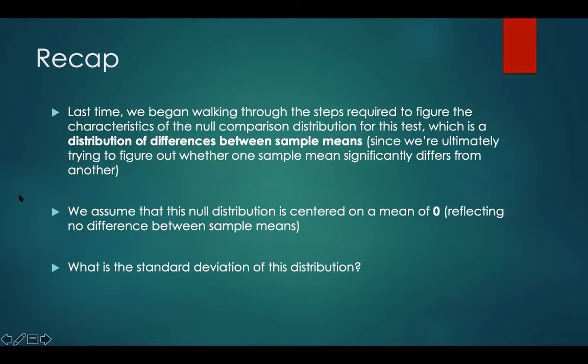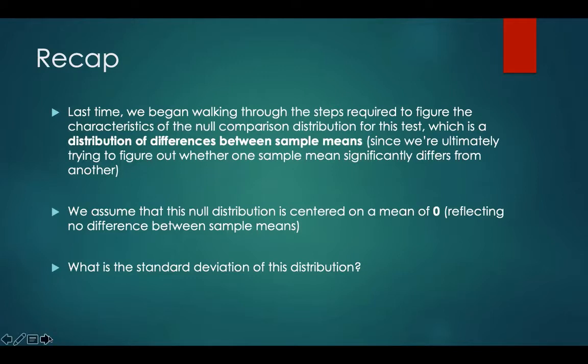Last time we began walking through the steps required to figure out the characteristics of the null comparison distribution for this test, which is a distribution of differences between sample means, since we're ultimately trying to figure out whether one sample mean significantly differs from another. And we assume that the null distribution is centered on a mean of 0, reflecting no difference between these two sample means.